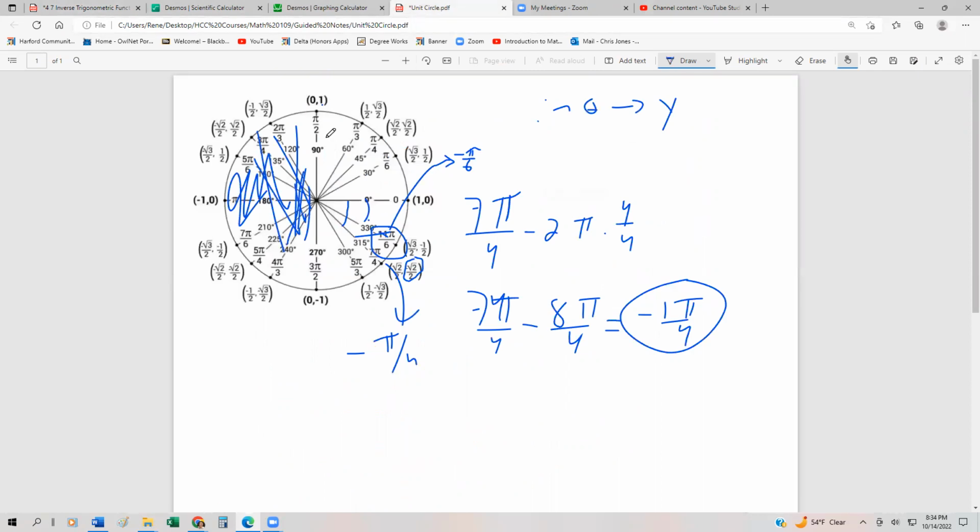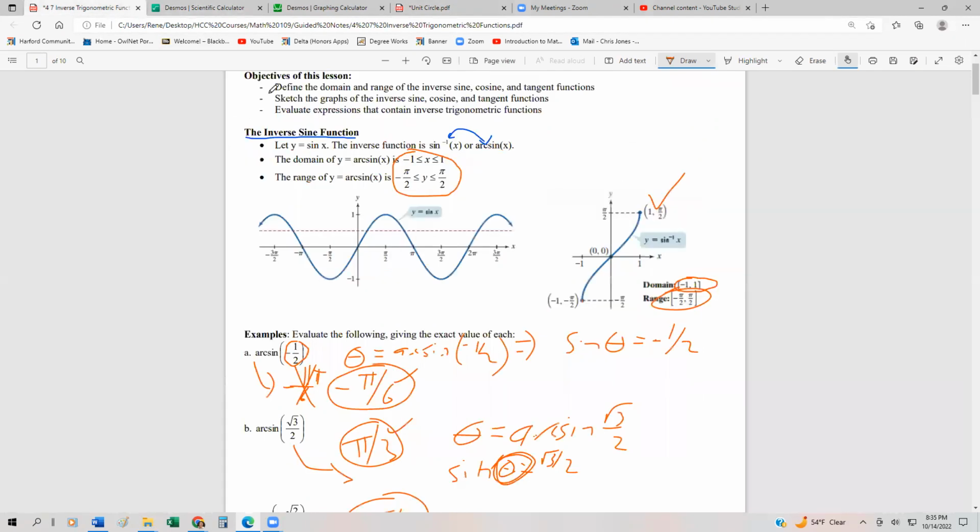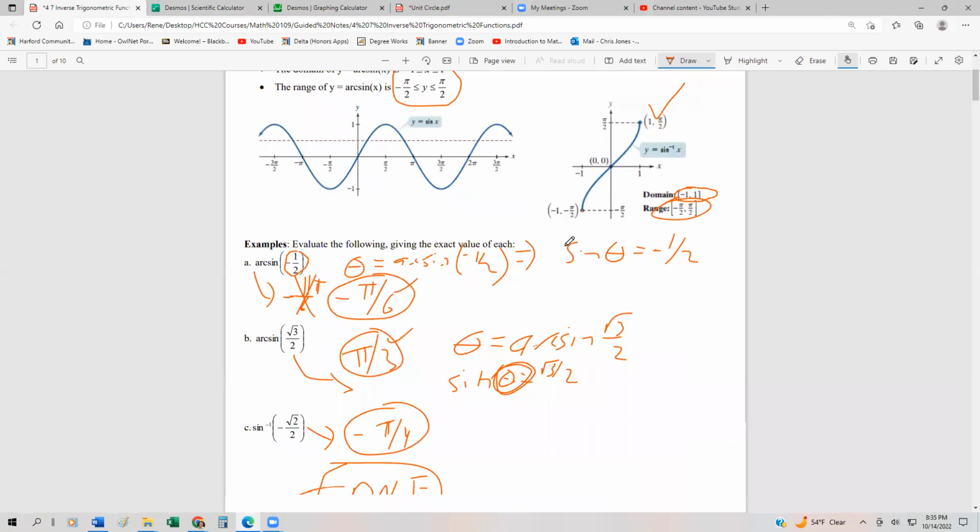And again, we're only going to be using this first part, okay? So we're not going to be using anything else other than this first half from 90 to negative 90 degrees. All right, so in our next video, we're going to take a look at the inverse cosine function.